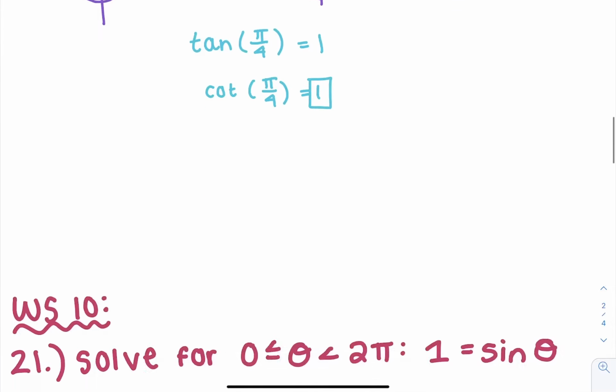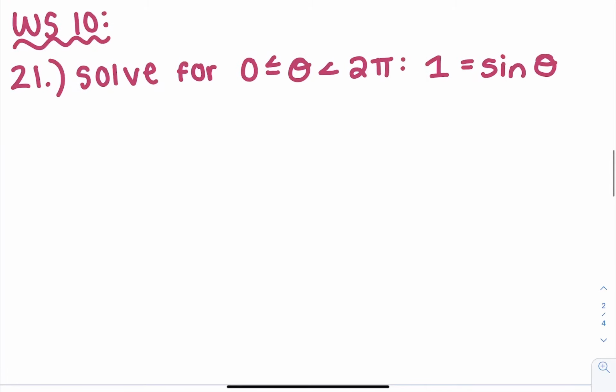Now moving on to worksheet 10. Our first problem asks us to solve for any theta between 0 and 2 pi, so all the way once around the circle, where sine of theta is equal to 1. If you remember, when you see something like a 1 or 0 when we're working with sine and cosine, that gives you a hint that we might be working with quadrantals.